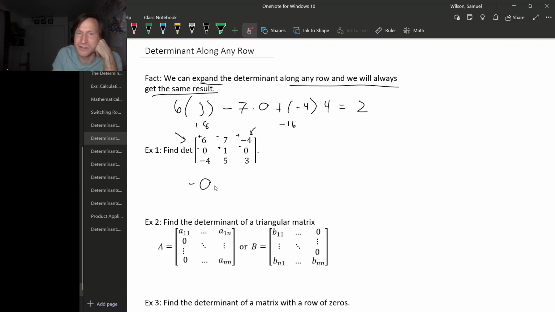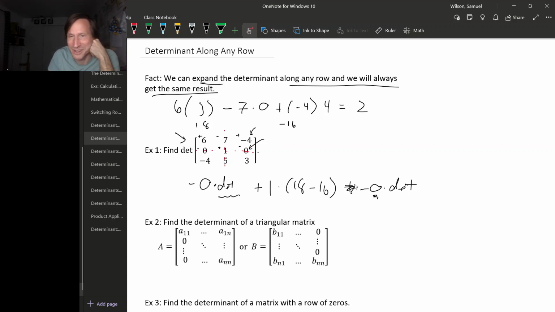So minus 0 times some determinant from a minor, but who cares what this determinant is because it's times 0. And then plus 1 times the determinant after deleting the second row and second column, which is 6 times 3, which is 18, minus negative 4 times negative 4, which is positive 16. Plus, and then for this last term across the second row, it's minus 0 times some determinant. But again, it's 0 times the determinant, so who cares what the determinant is? And you can see the whole thing is 2, which is what it should be, but it was much easier to get because we were able to pick a row that had lots of zeros in it.